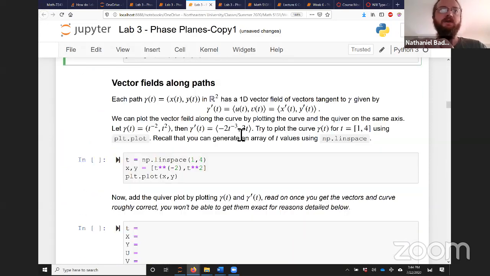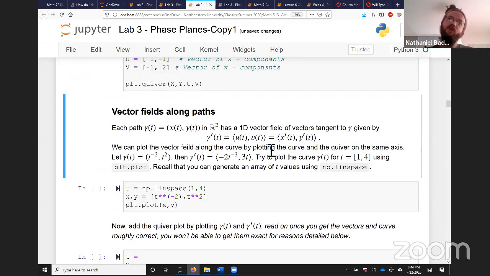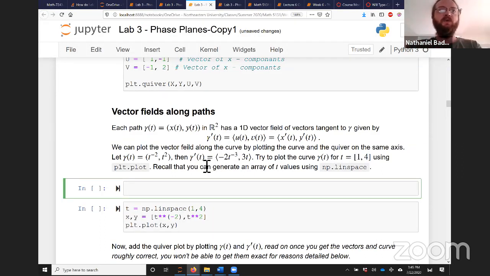All right. So what if we want to plot something more complicated? Well, we basically just need to generate all the vectors. For example, if we have some path given by some functions x and y, and we want to plot the derivatives, let's say as a simple example, a path given by t to the minus 2, t. We can compute the derivatives.